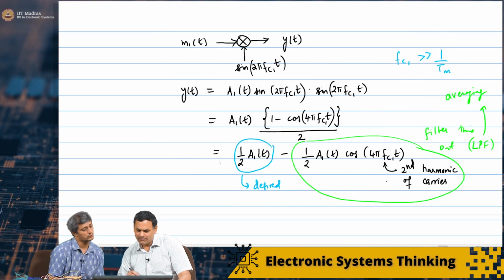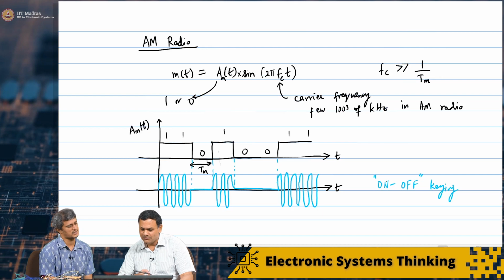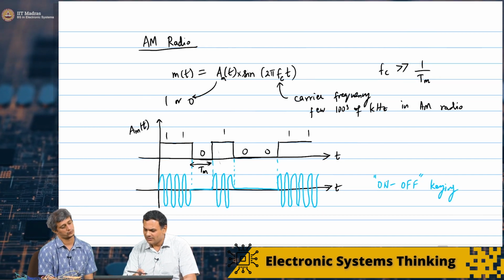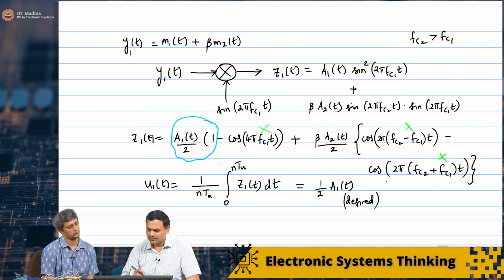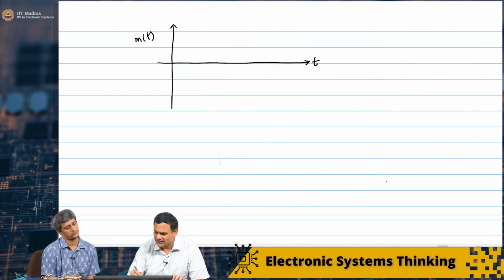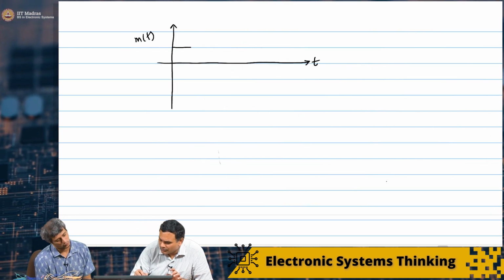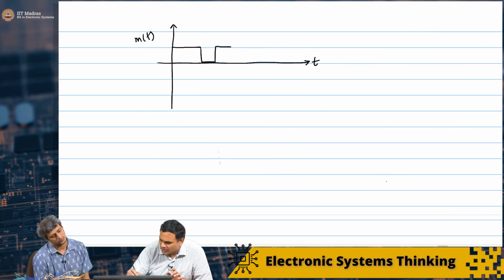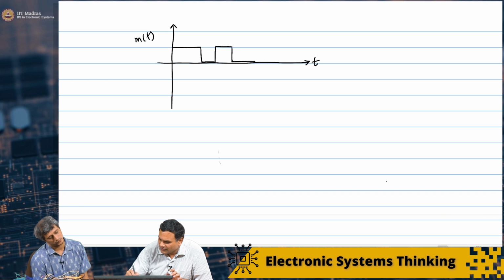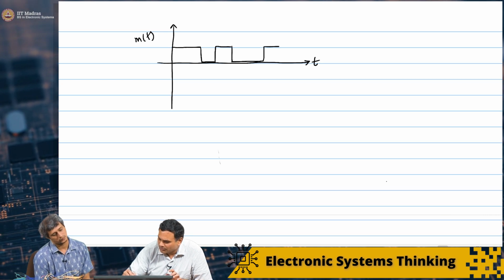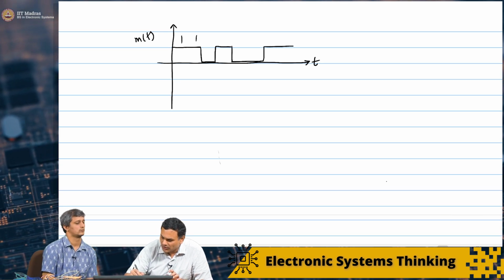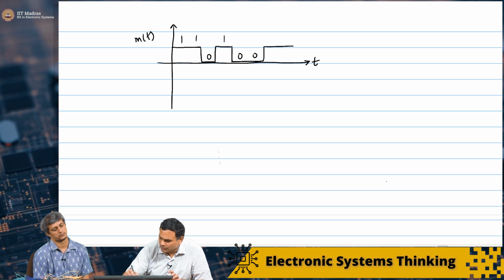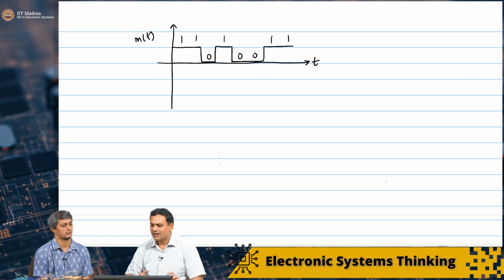Shall we take the same waveform? Same waveform, exactly. We had 1 1 0 1 0 0 1 1. So we'll take the same thing: 1 1 0 1 0 0 1 1, and so on.